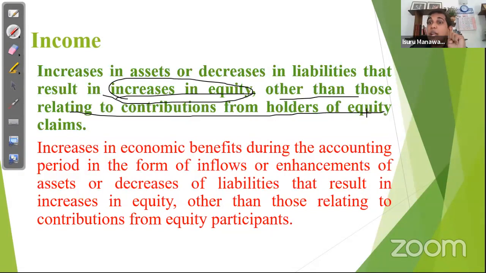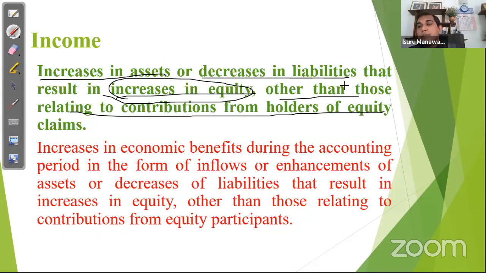Now we should understand how we are going to increase equity. It can be done in two ways. First, an increase of assets or a decrease in liabilities. Let me explain through an example. Suppose we received sales revenue, for instance 500,000.